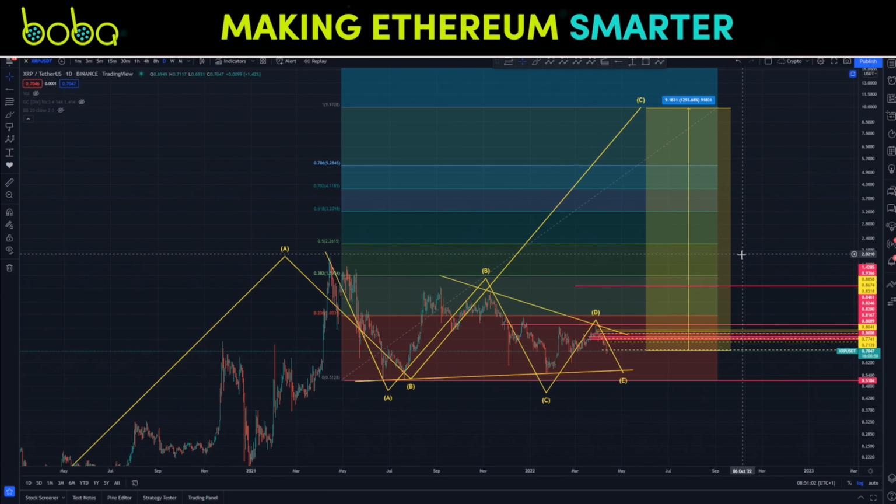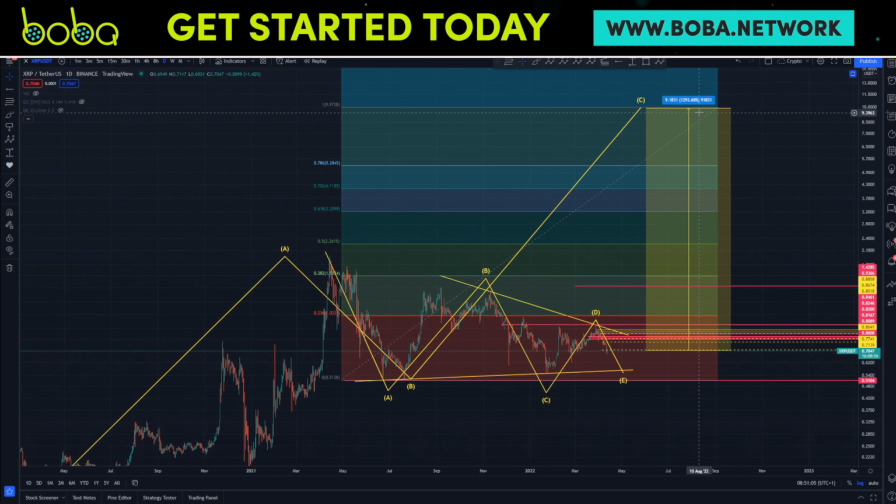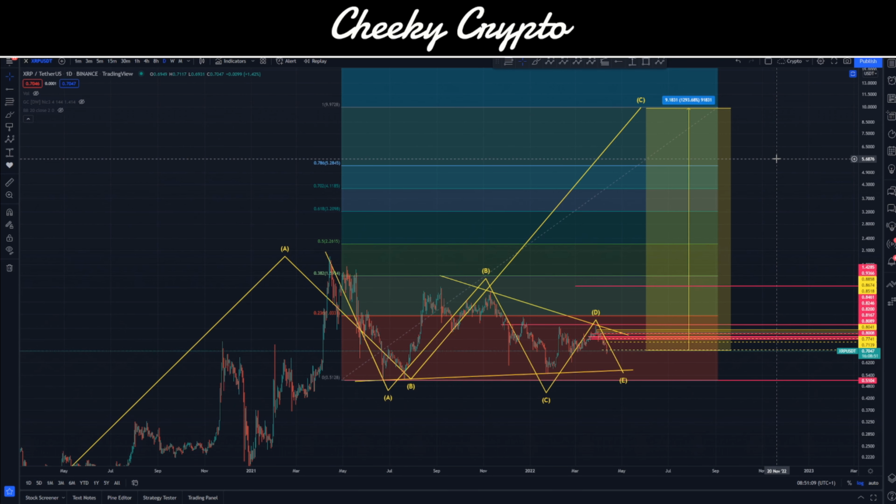Obviously, I think there's going to be a catalyst that sits behind this move. From the current price, it's about a 13x move, about 1,300%, to get us into the 1-to-1 ratio with the A and the C wave.